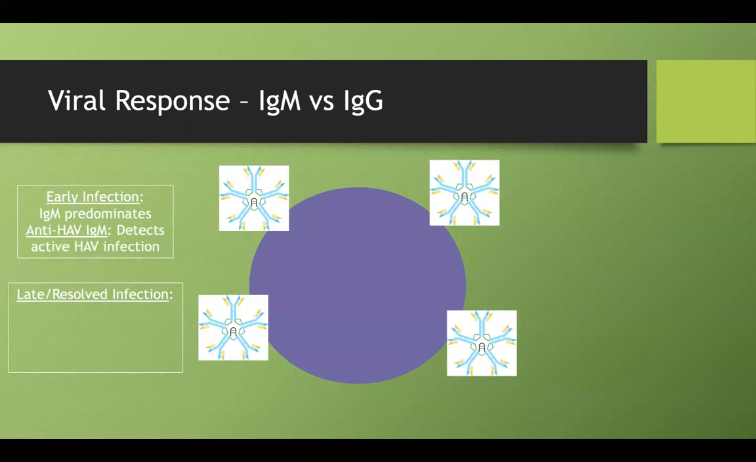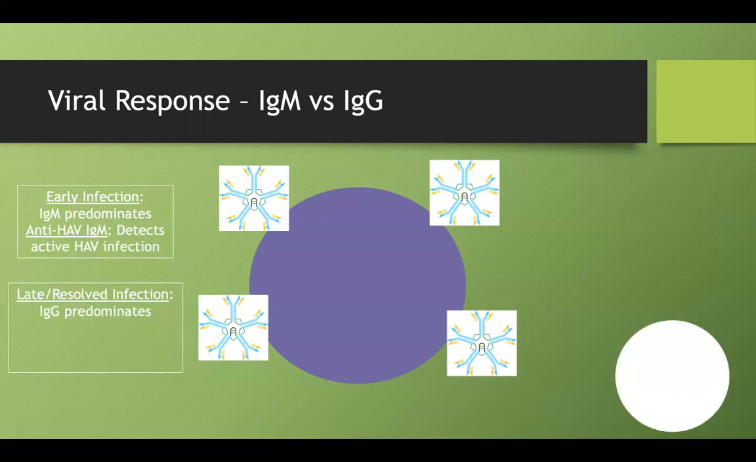And so if you ever see IgM, as I just talked about, you're only going to see this early on in an infection. So if you ever see an IgM antibody, that's telling you that there's some sort of active infection going on right now. Over time, though, IgG is going to start predominating.